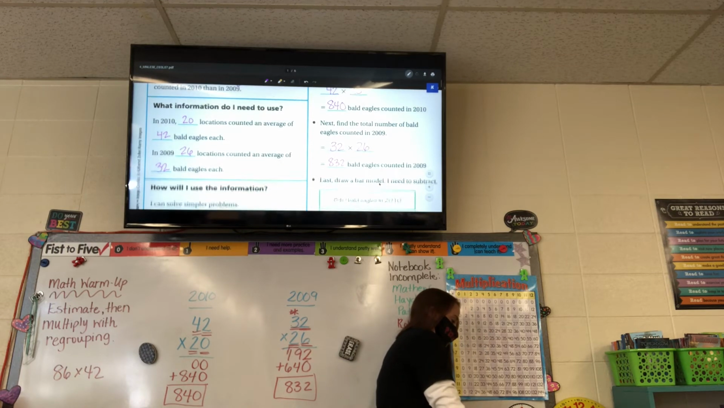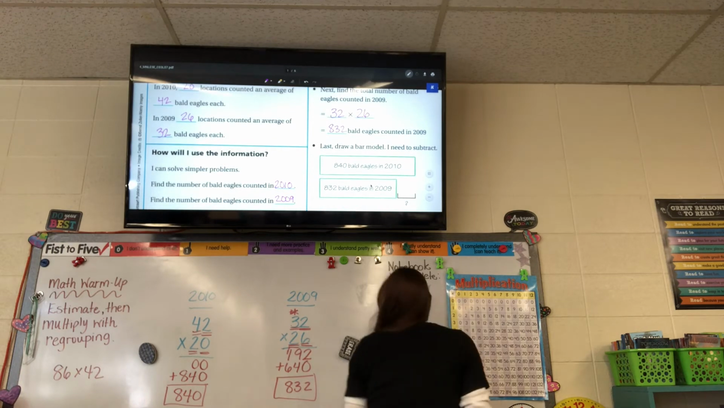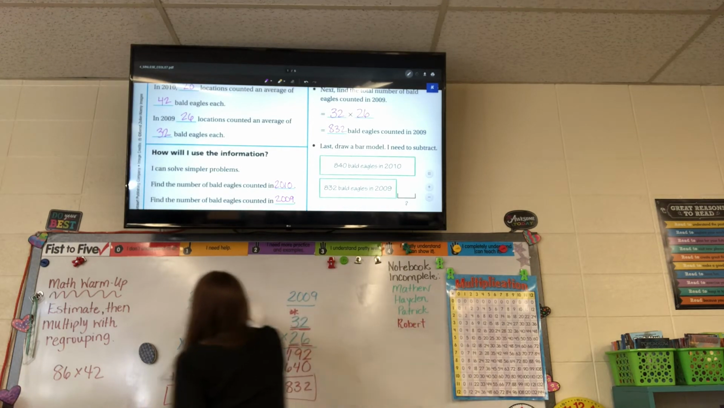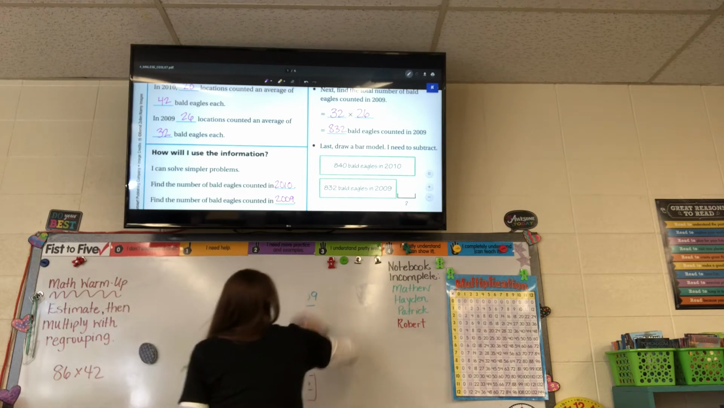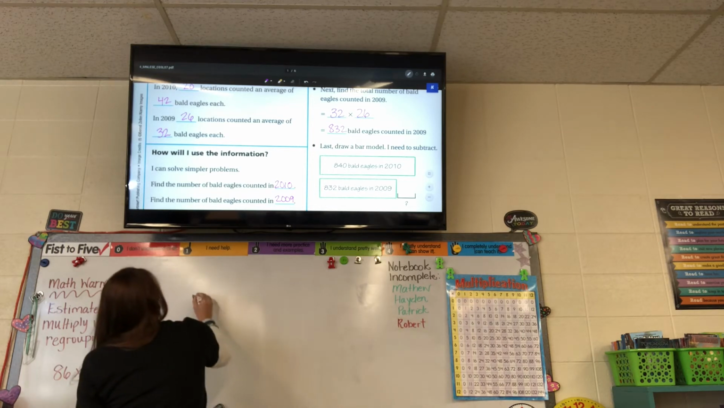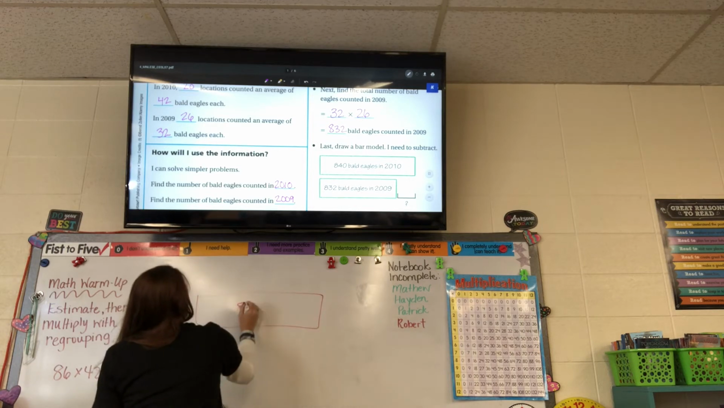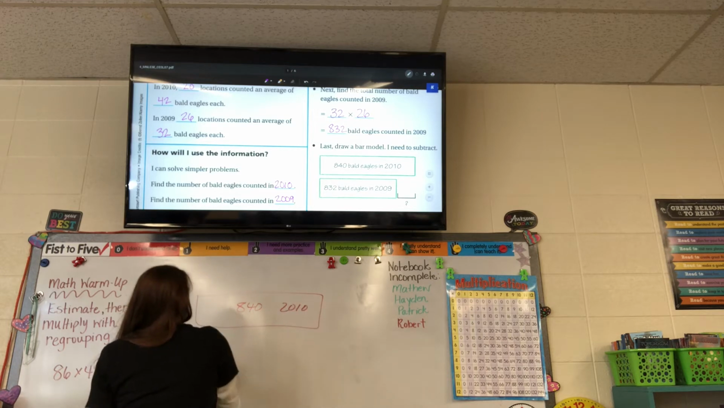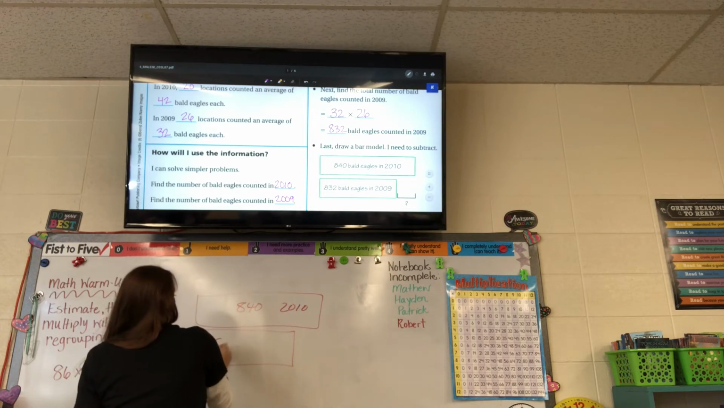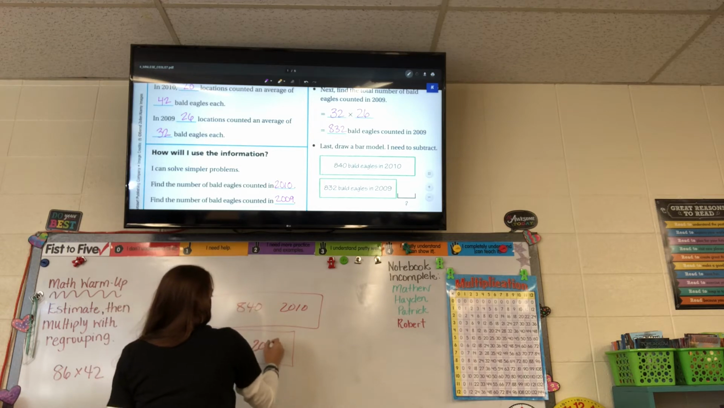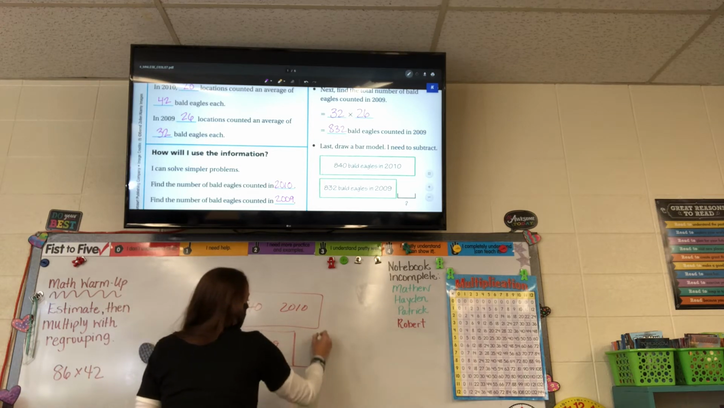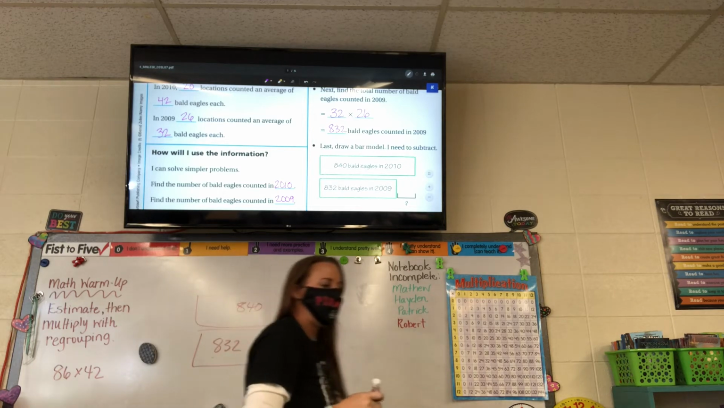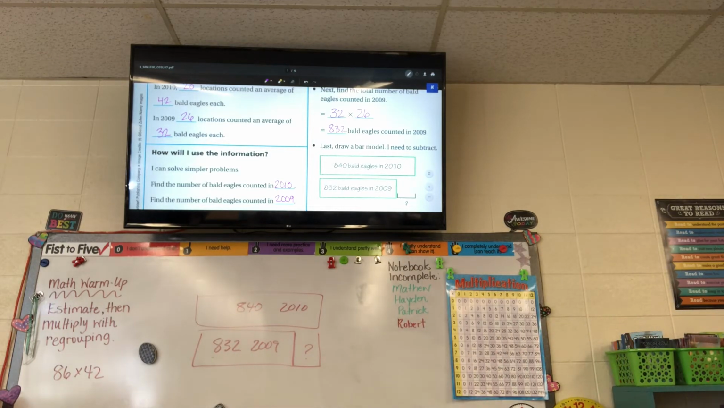And now they drew a bar model so we could compare. On the bar model, we've got 840 in 2010, and then we've got 832 in 2009. They want us to figure out what's right here. How could we do that? How can we figure out the difference? Brinley? Subtract. Good girl.